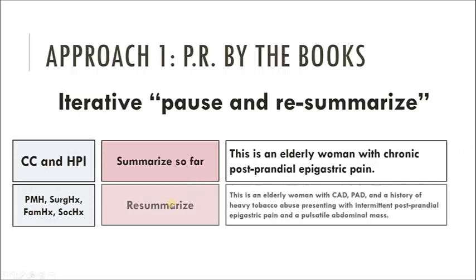But then you might get more history, and then you might ask somebody in the crowd to re-summarize, and they'd say, hold on, this is a lot more interesting now. This is an elderly woman with coronary disease, peripheral arterial disease, and heavy tobacco abuse presenting with intermittent postprandial epigastric pain and a pulsatile abdominal mass on exam. And you say, hold on, that's cool. We've re-summarized the case in a way, and we've perhaps eased some cognitive load here. Even though it's a little bit more complicated, we now are starting to think about more specific diagnoses.